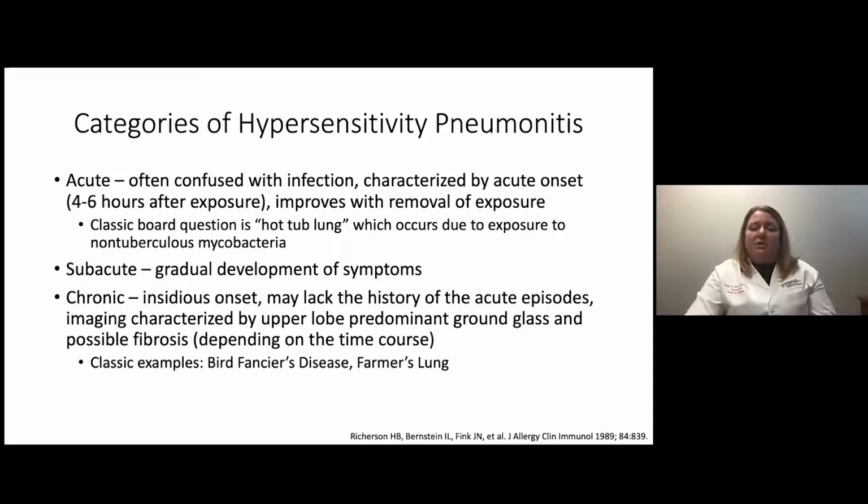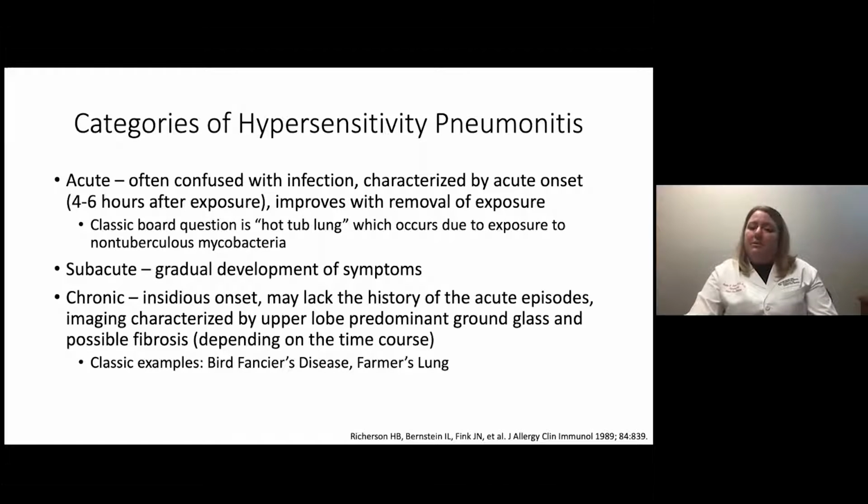Subacute is a more gradual development of symptoms. So you don't have this immediate exposure and substantial symptoms that follow it. You get a gradual development of symptoms from a more prolonged exposure to one of the things that you're inhaling. And we'll go through the imaging, but as time passes with this, you can go along the spectrum from the acute, more inflammatory changes to starting to get some fibrotic changes.